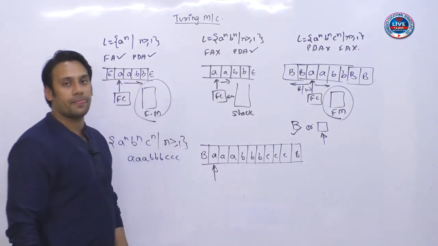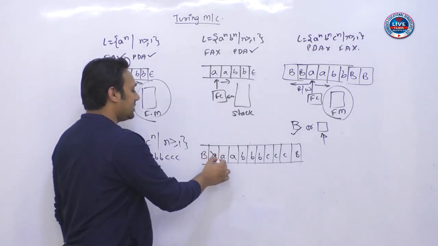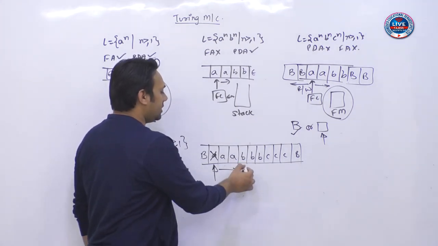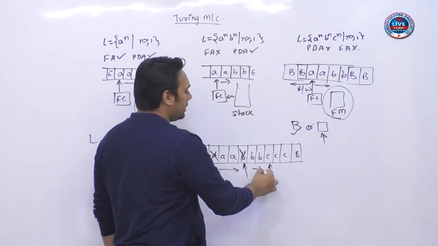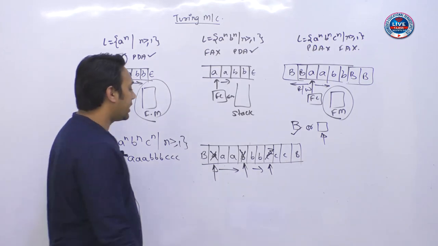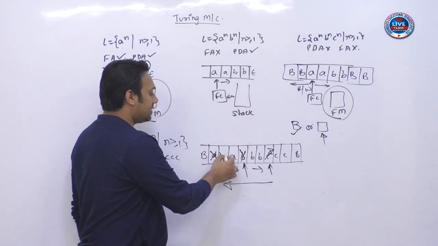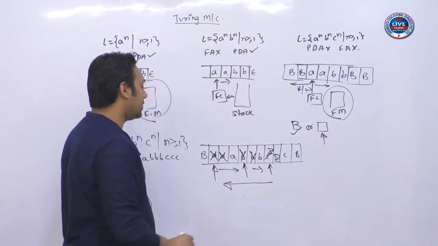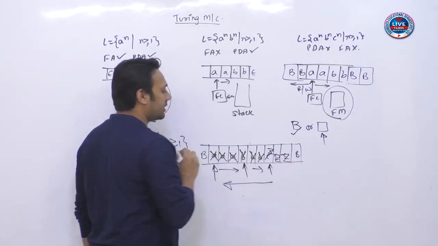When I see the first symbol a, I will mark it as x. Then I go in the right direction. As soon as I see the first b, I will mark this b as y. Then again I will go in the right direction, and when I see the first c, I will mark it as z. Then I will come back from the beginning. Again I will mark one a as x, one b as y, one c as z. Again I come back from the beginning, and again mark one a as x, one b as y, one c as z. Again I will come back from the beginning.